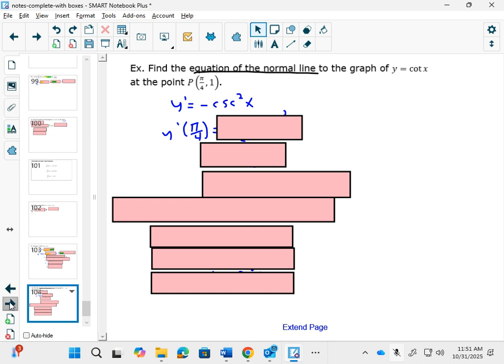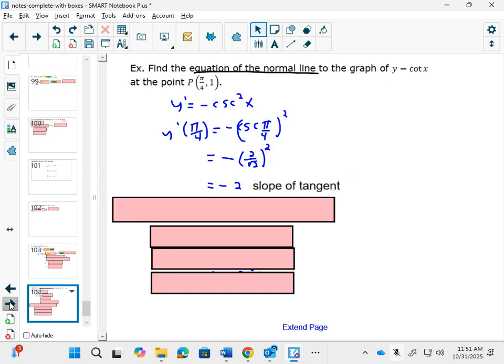If you plugged in pi over 4, because that's our x value, what is sine of pi over 4? Square root of 2 over 2. So cosecant of pi over 4 would be 2 over root 2. That gets squared. That simplifies nicely to just negative 2. That's the slope of your tangent.